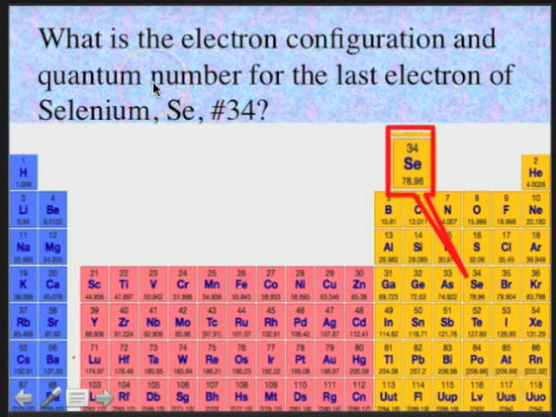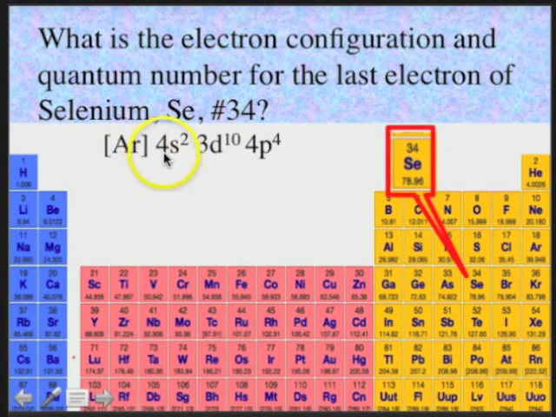What is the electron configuration and quantum numbers for the last electron of selenium, Se, number 34? So here's 34. We see it is a p electron: 2p, 3p, 4p. It's going to be a 4p electron, and it's going to be 4 electrons into the 4p. If we write out the whole electronic configuration, it would be argon core, 4s2, 3d10, 4p4. So our first 2 quantum numbers are going to be n equals 4 and l equals 1, because our last electron resides in a p orbital.